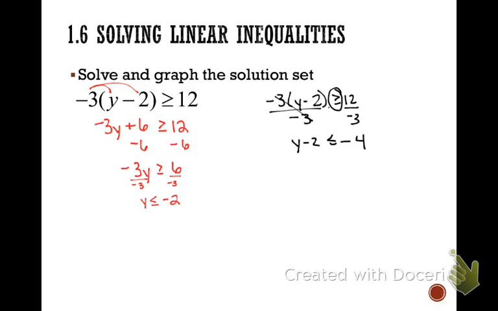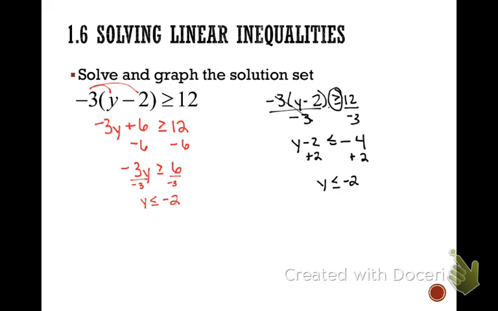Same one over here in black. If I add 2 to both sides, y is less than or equal to negative 2. I get the same answer regardless of how I do it. Now it works out nice and neat because I can divide 12 by negative 3 evenly. That's what makes it work out really nice.